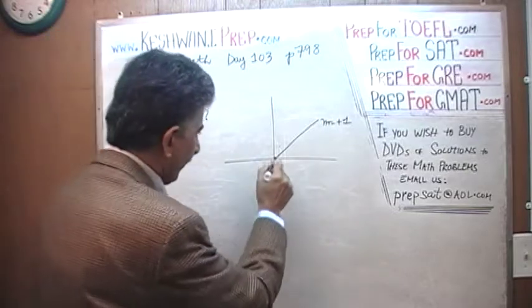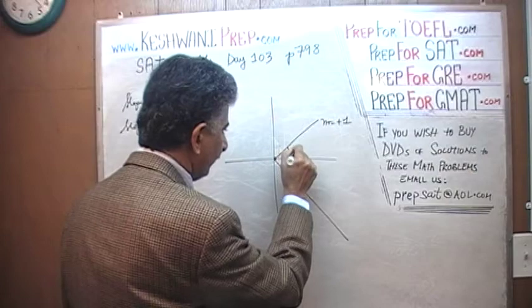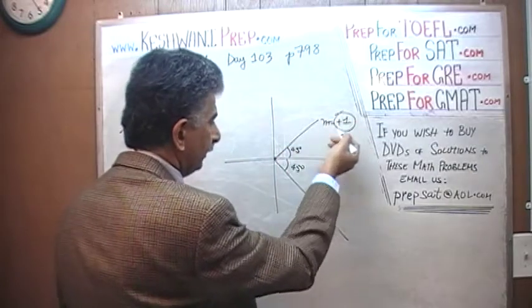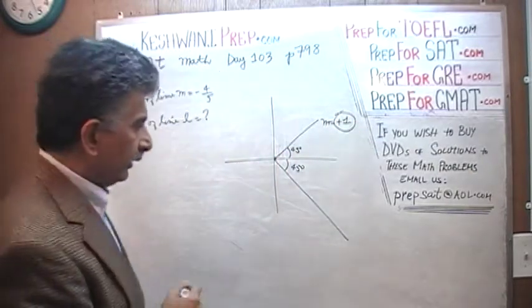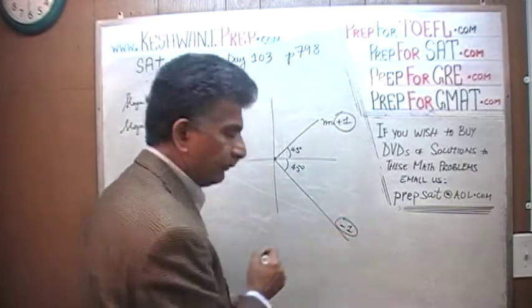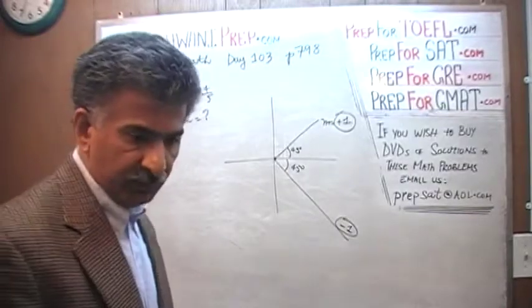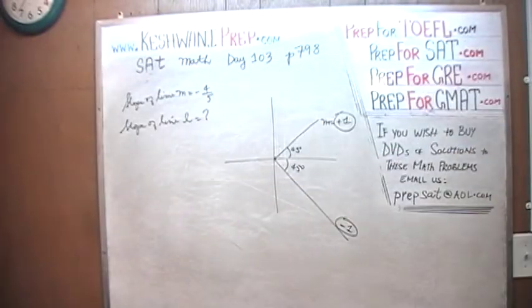The reflection of this line is going to be on the line here at 45 degrees. If this is 45 degrees, which it is because the slope is 1, therefore this is going to be 45 degrees. And if the slope of this line is 1, the slope of this line is going to be negative 1.